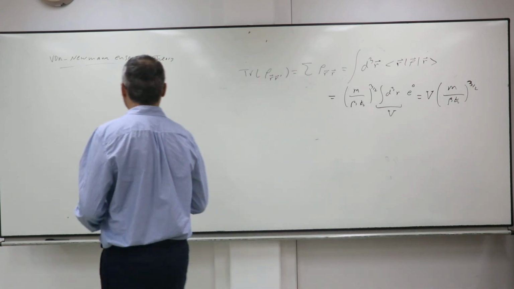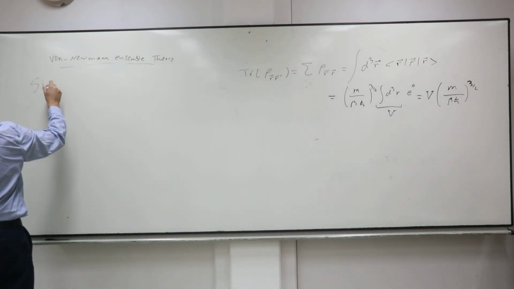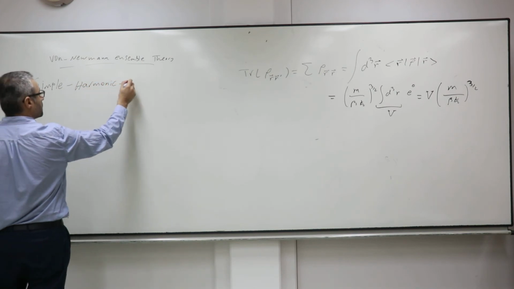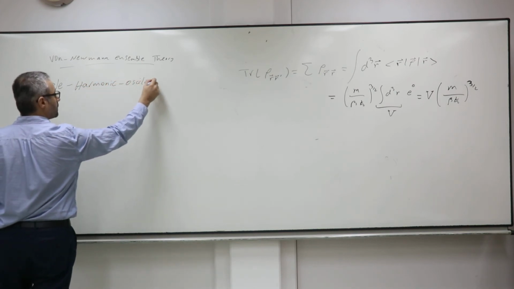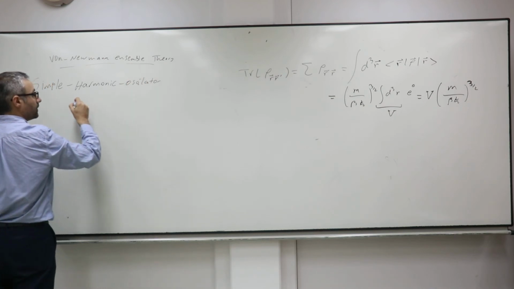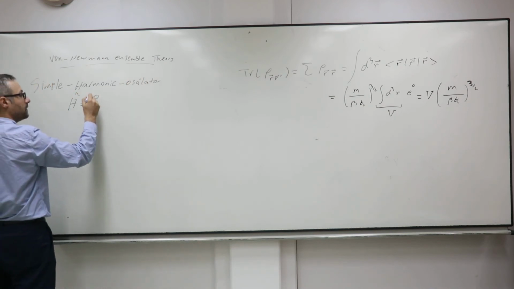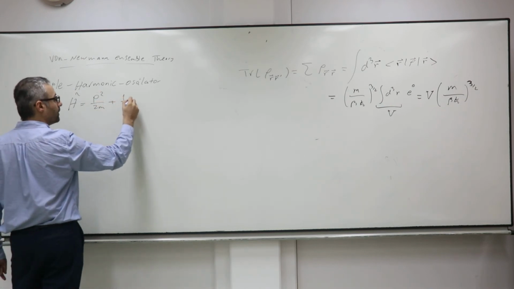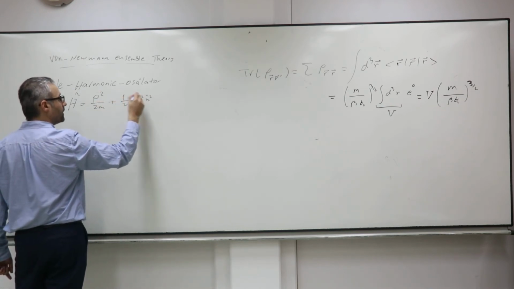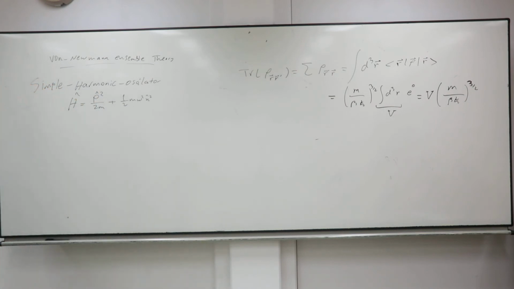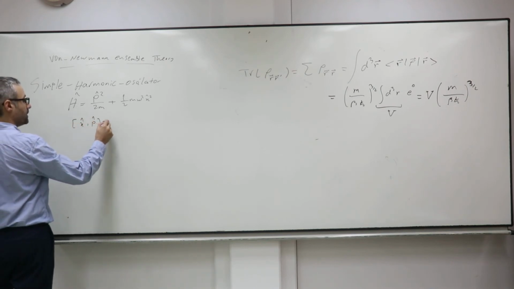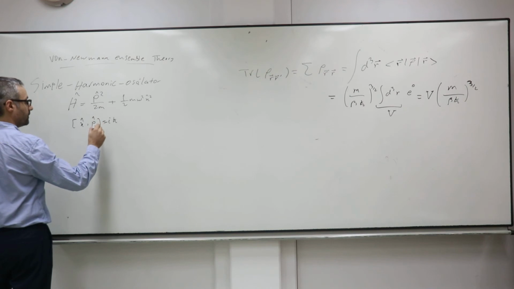Anyway, the simple harmonic oscillator is a system whose Hamiltonian is given by p square over 2m plus 1 half m omega square x square. But the difference here is that the system is quantum mechanical. So you know that these operators x and p satisfy these relations.